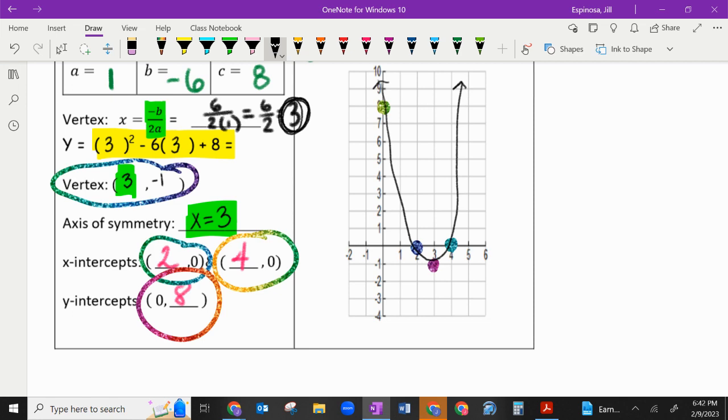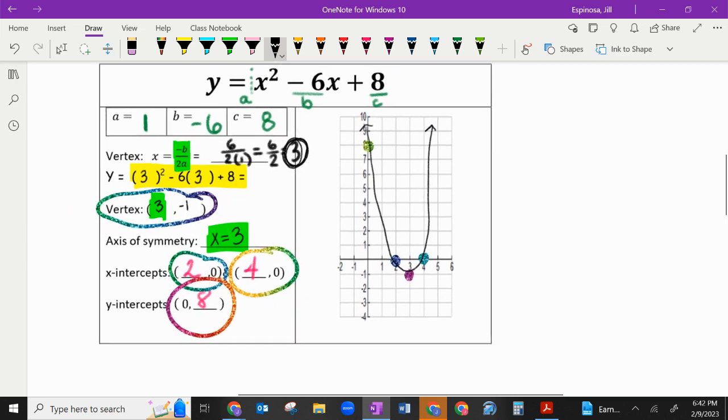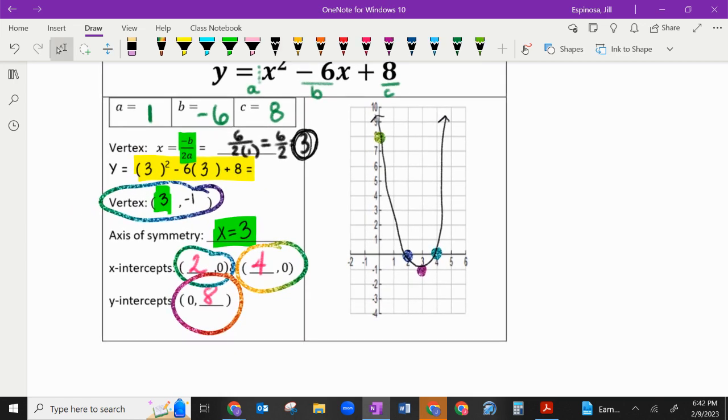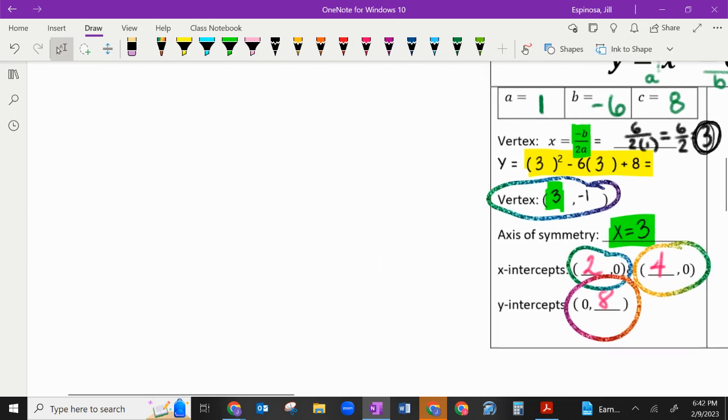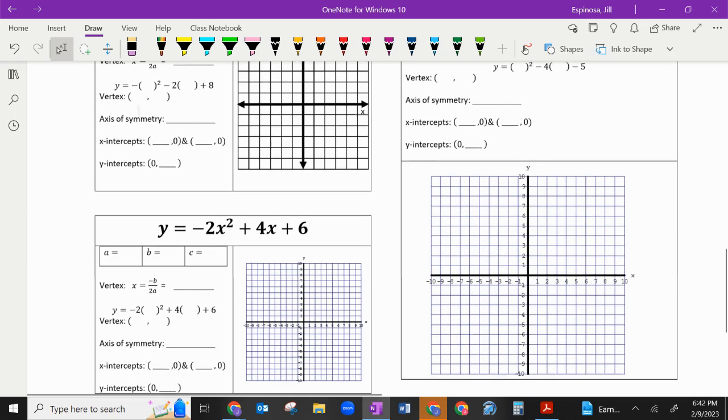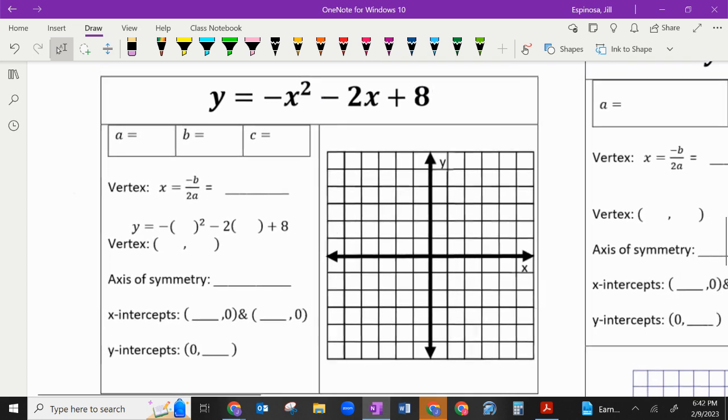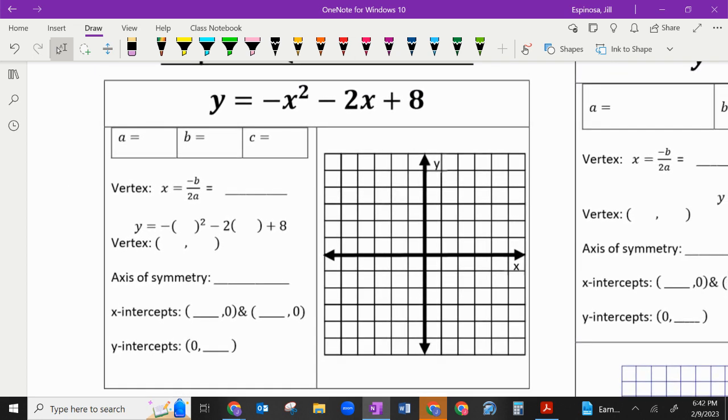So this is just gathering different information from your equation. If you need to pause the video to get any of that, we're going to move forward onto the inside. We just have 3 examples we're going to do together. So here, identify your A, B, and C.